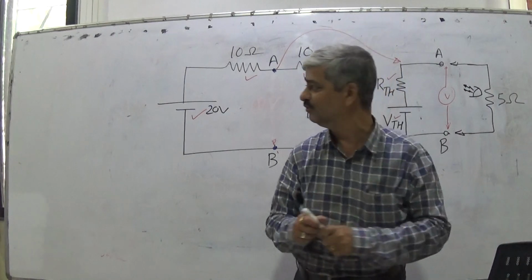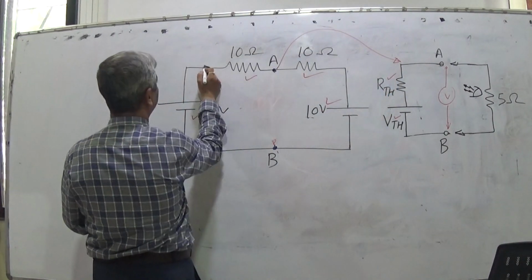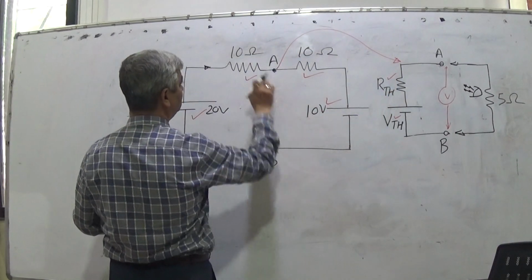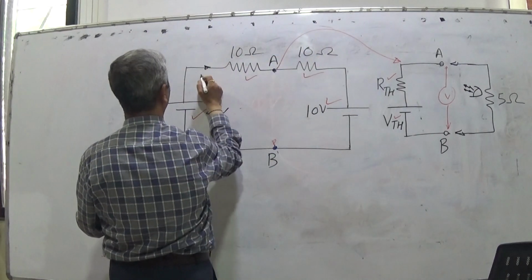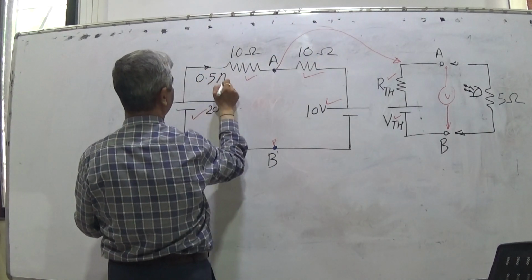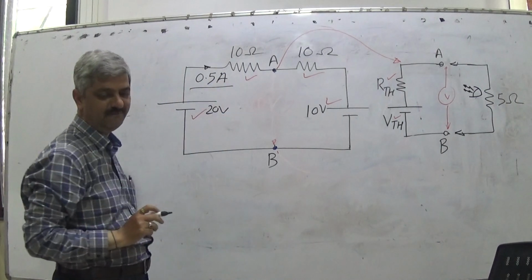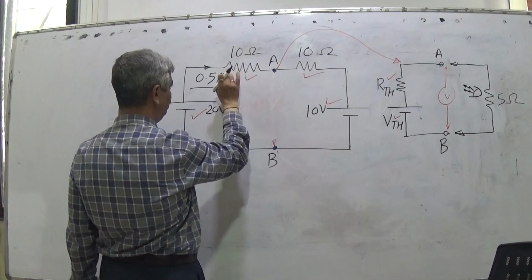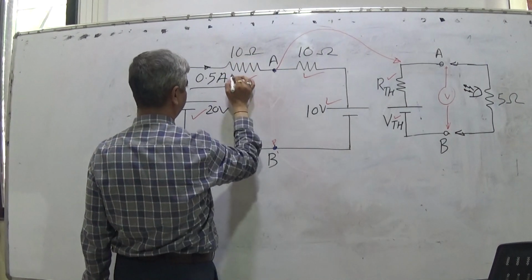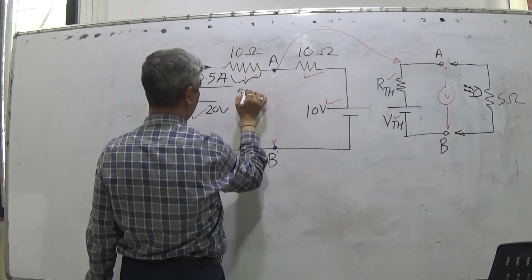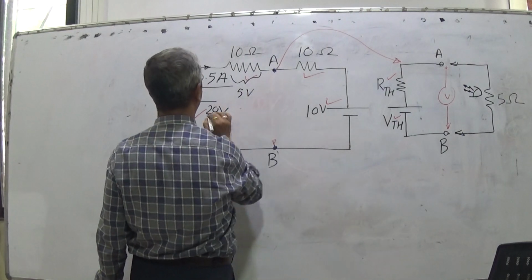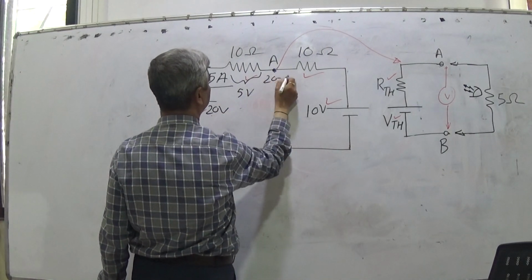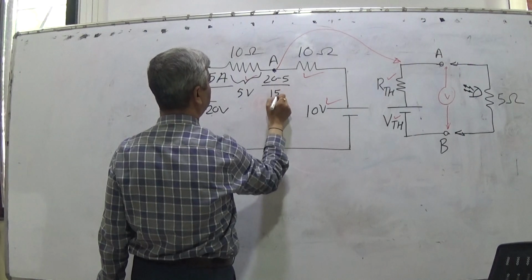So what will be the current? 20 volt, 10 volt, 10 volt difference, 10 ohm, 10 ohm. So 0.5 amperes is the current. So 0.5 amperes, 10 ohm, 5 volt drop. So this would be 20 minus 5, is 15 volts.